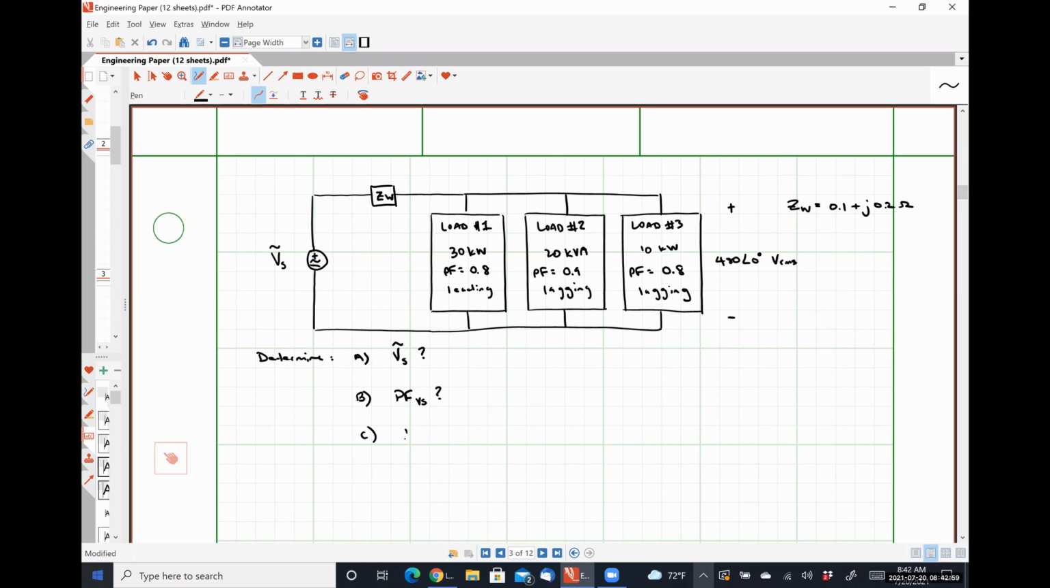And we want to find what type of capacitor or what size of capacitor would need to be connected in parallel with our voltage source to raise the power factor to unity. So, any thoughts here?